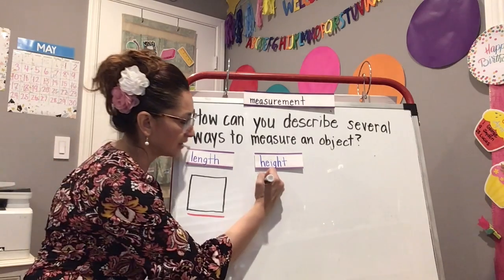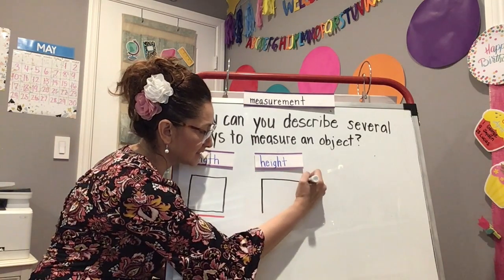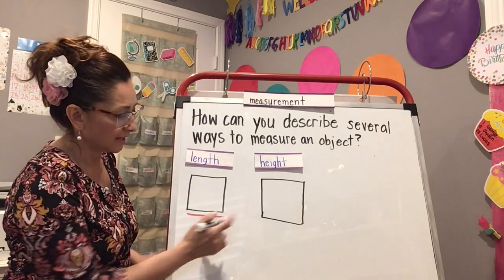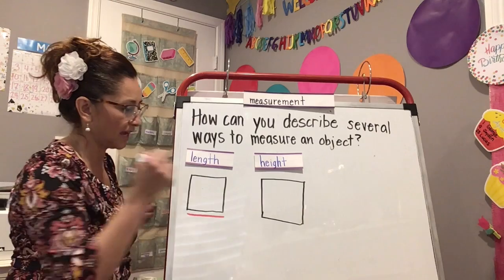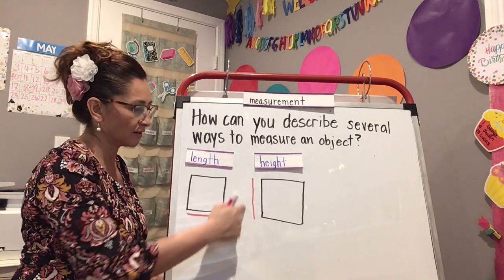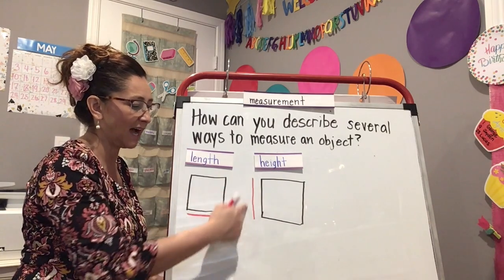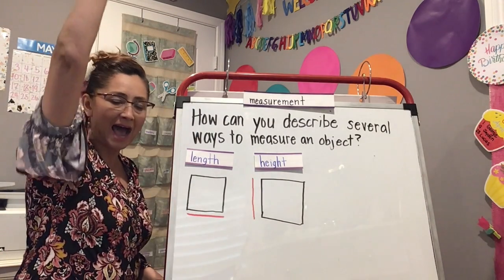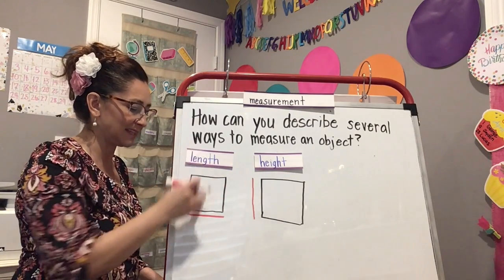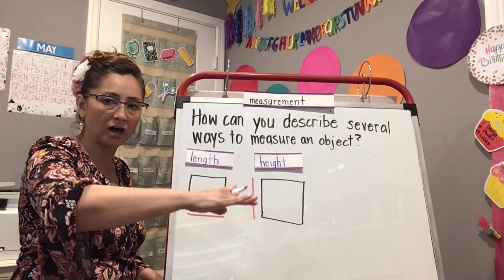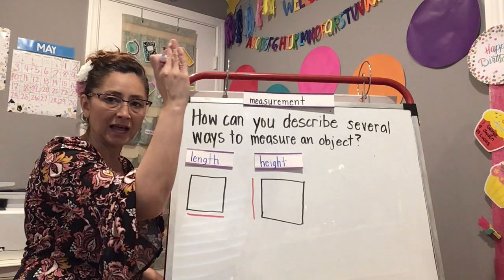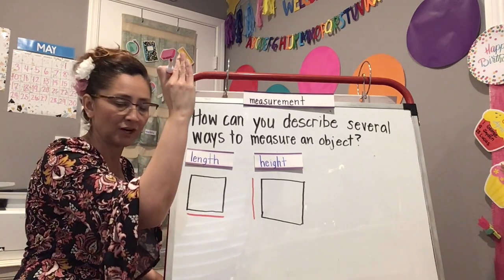So here's my book again. This time my line is going to look a little different. It's not going to be a horizontal line. It's going to be a vertical line, because now I'm measuring the height. Remember how high it is, how tall it is. If I'm measuring the length, it's how long. So the line is horizontal. For height, the line is vertical.